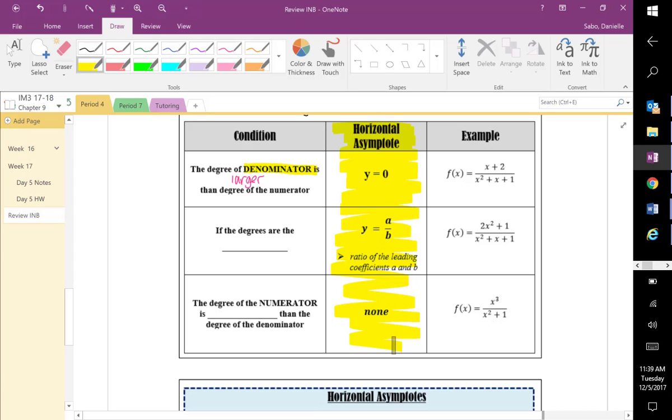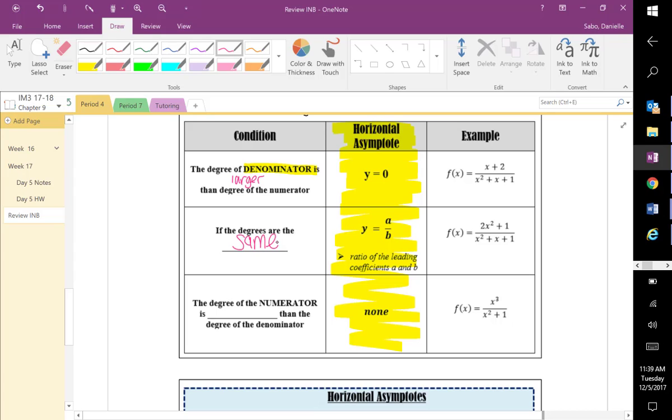You're not telling me the degree. You're telling me one of these. So when I ask you for something on the exam, your answer should be looking like something like this that I highlighted here. Okay. If the degrees are the same, that's when we did our ratio of those numbers all the way out in front.